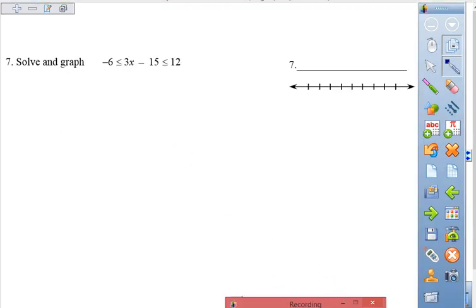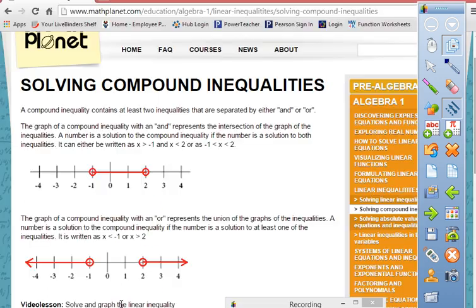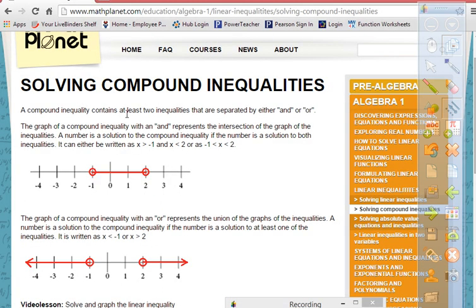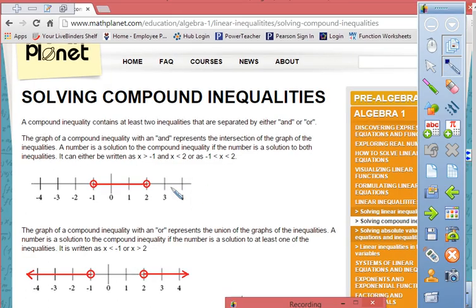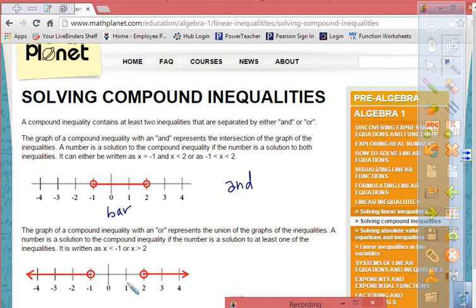Number 7. Number 7 is a compound inequality, and I drew some lines through our inequality symbols. Let's review compound inequality. So a compound inequality is an inequality that is separated by either an and or an or. So if we were to look at this, we would say that if it's a bar, it would be an and. And if it's edges, this has got to be an or.